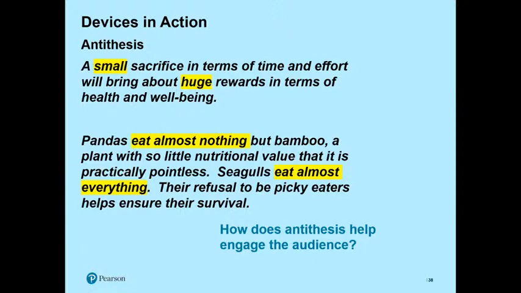And again, by using antithesis, I'm setting up pandas and seagulls as almost complete opposite creatures. And again, trying to show that seagulls are superior because they will eat anything rather than being really picky. And so that helps to engage the audience and position the audience into sharing my beliefs.